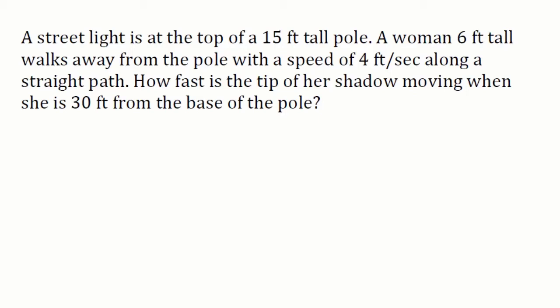We are now going to solve this problem using related rates. So let's spend a minute or so to read the wording description of the problem here. A street light is at the top of a 15 feet tall pole. A woman 6 feet tall walks away from the pole with a speed of 4 feet per second along a straight path. So how fast is the tip of her shadow moving when she is 30 feet from the base of the pole?